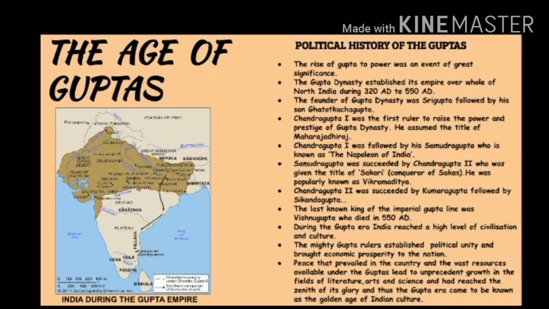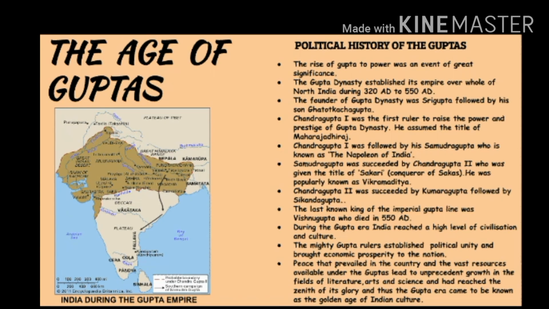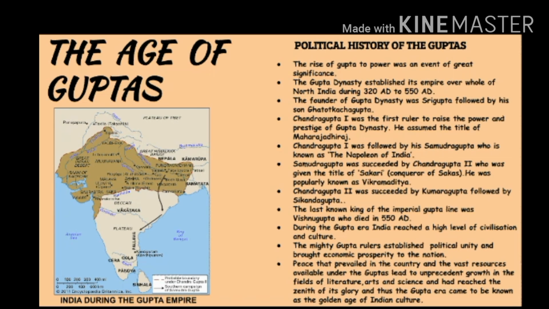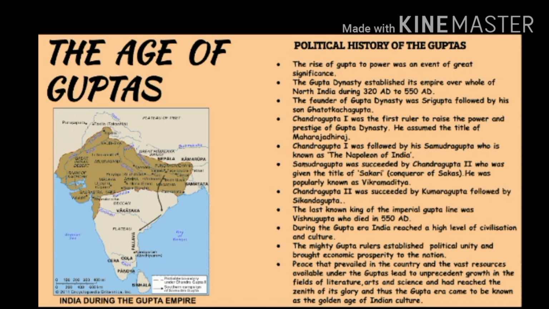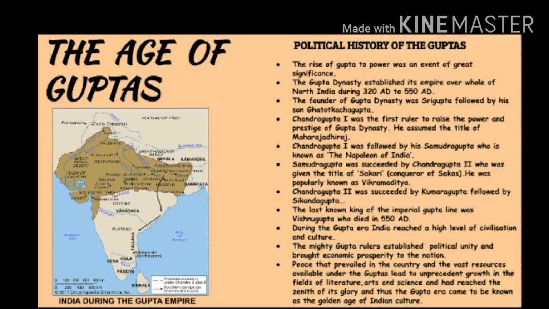Chandragupta II, popularly known as Vikramaditya, was given the title of Sakari after he defeated the Sakas. His reign marks the zenith of the Gupta dynasty. Kumaragupta maintained the integrity of the empire. The Huns, a tribe of nomads from Central Asia, invaded the northwest again and again. Although Skandagupta, son of Kumaragupta, defeated the Huns, the process of the breakup of the mighty empire had set in, and the last ruler, Vishnugupta, died in 550 AD. Thus, the mighty empire declined.